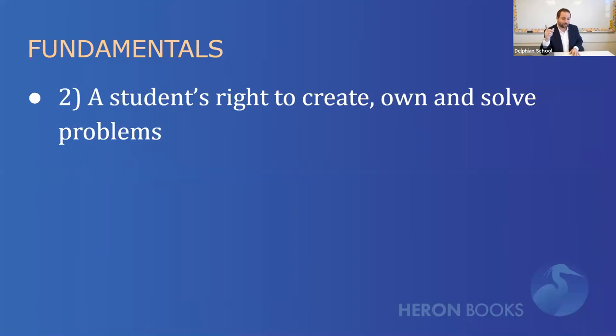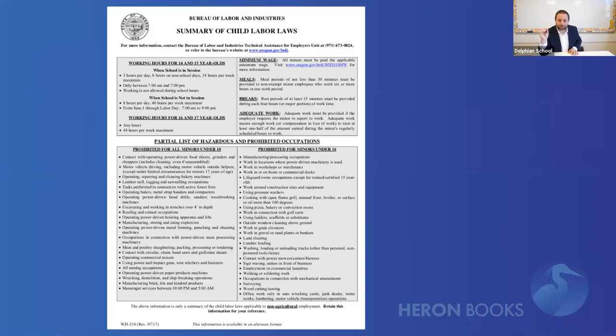All right, so students have the right to own, create, and solve problems. Very important. So we're fighting an uphill battle on this one. So I'm going to give you some examples. Did you know that in my state, in Oregon, if a kid is under 16, he's not allowed to climb a ladder? Not joking. Use a pressure washer. He's not allowed to use a pizza oven. He's not allowed to wash a truck or do sign waving. I'm not joking. Here's where I got these. This is actually from the state of Oregon, summary of child labor laws. I just pulled those out of there.